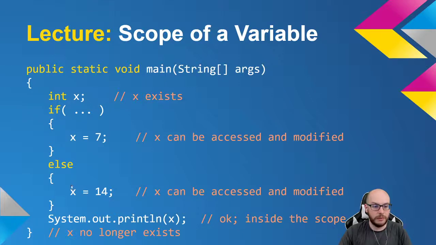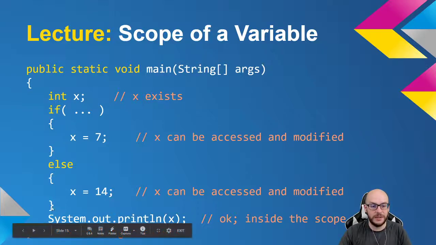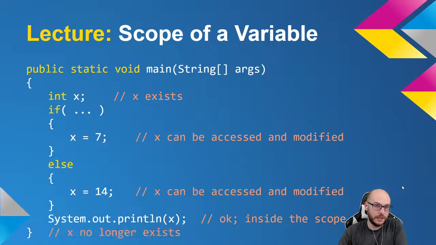Okay, if we come in here with an if-else statement, right, its scope is going to overlap into the if statement. Its scope is going to overlap into the else statement. And then X can still be modified, accessed and modified inside the main method. In this case, I'm just printing it off.